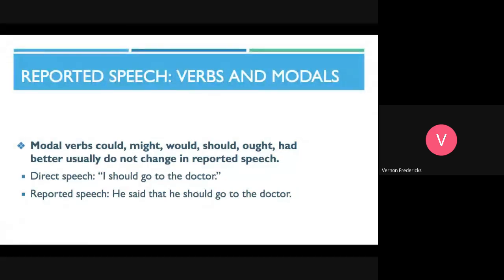Direct speech: I should go to the doctor. Reported speech: He said that he should go to the doctor.